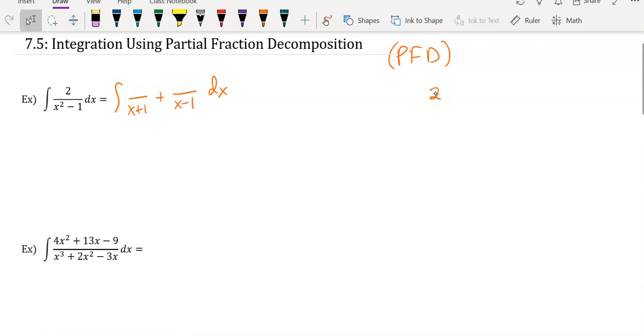So right now I have 2 over x squared minus 1 is equal to, and I'm going to use variables here, a over x plus 1 plus b over x minus 1. I know that this x squared minus 1 is x plus 1 times x minus 1. So what I'm going to do is multiply the entire equation by x squared minus 1, or both of those factors, so that I can get rid of all of these denominators.